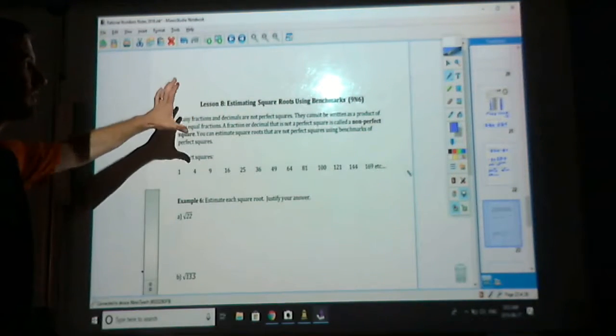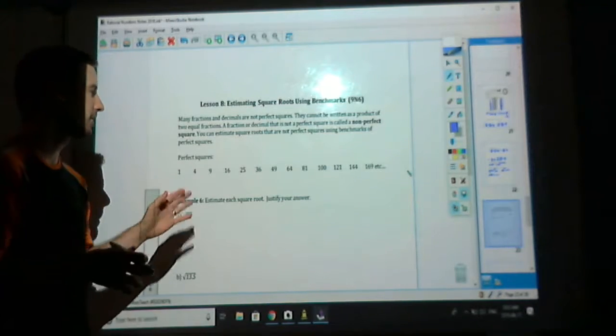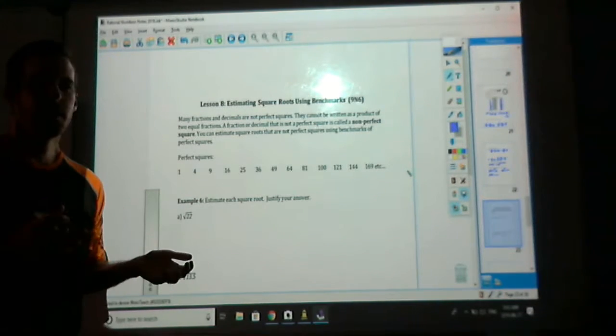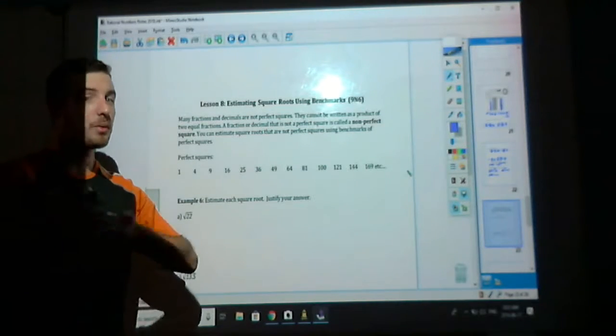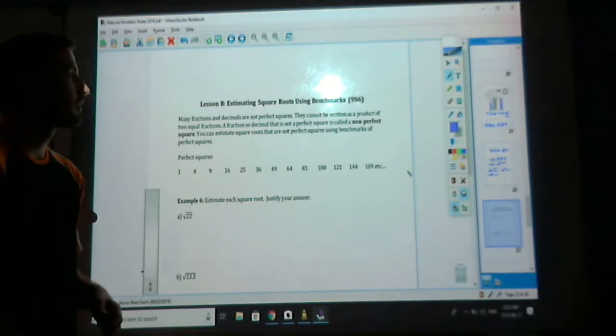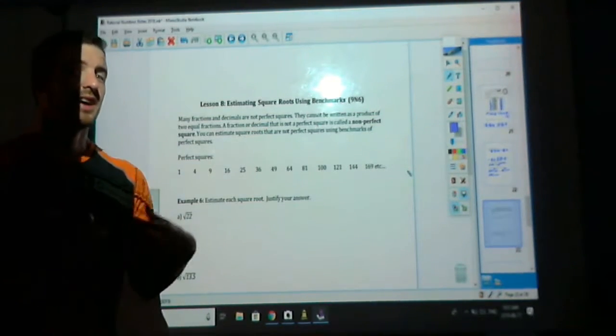Okay, estimating square roots. So this is when we have numbers and maybe we don't have exact perfect squares or perfect square roots. And so we're going to use the numbers that we do know in order to determine the numbers that we don't know. And then we're going to do a little estimating.